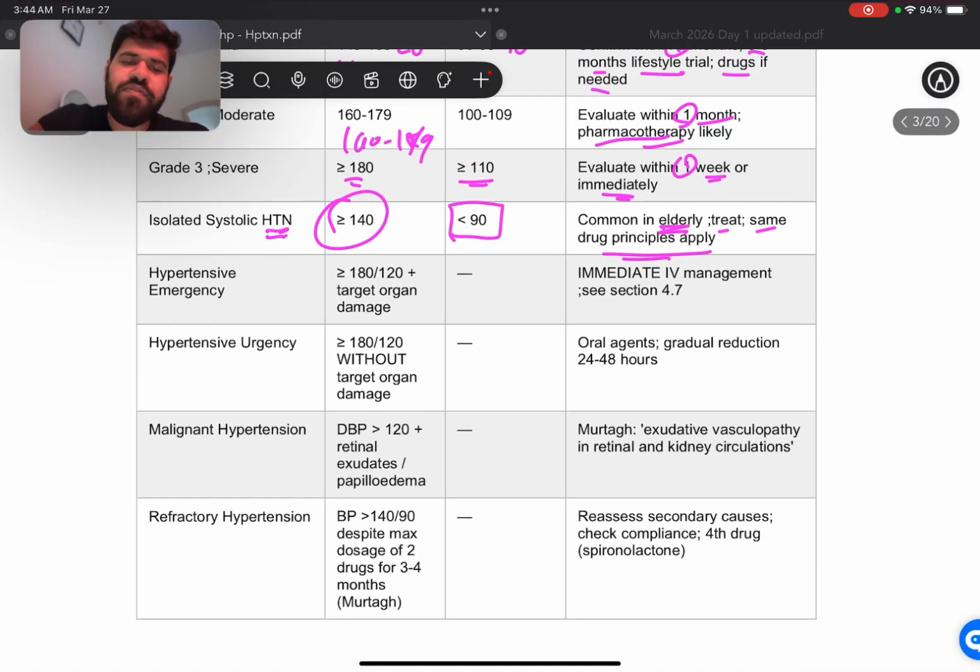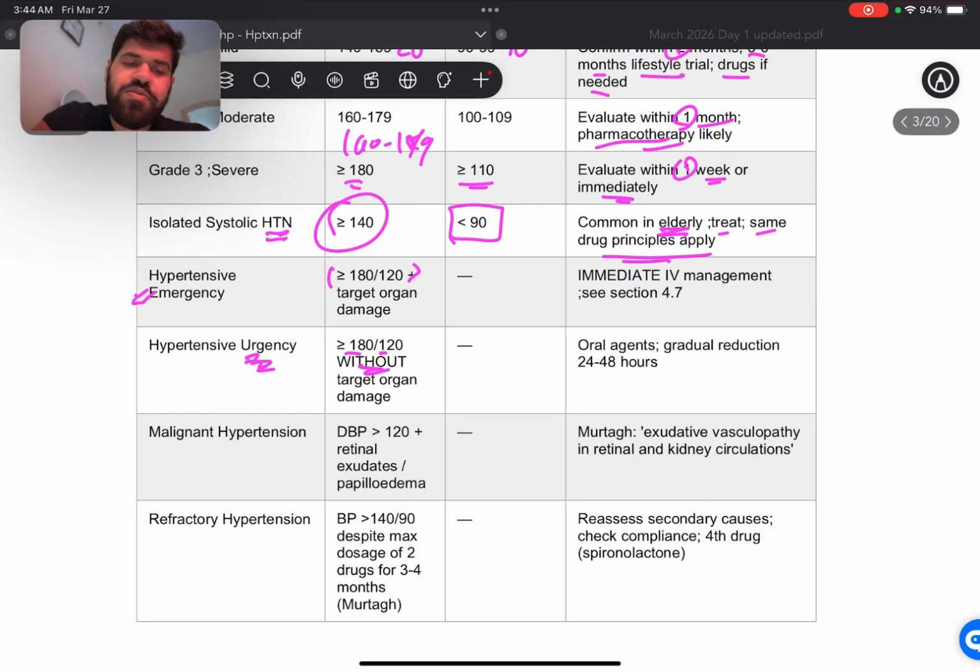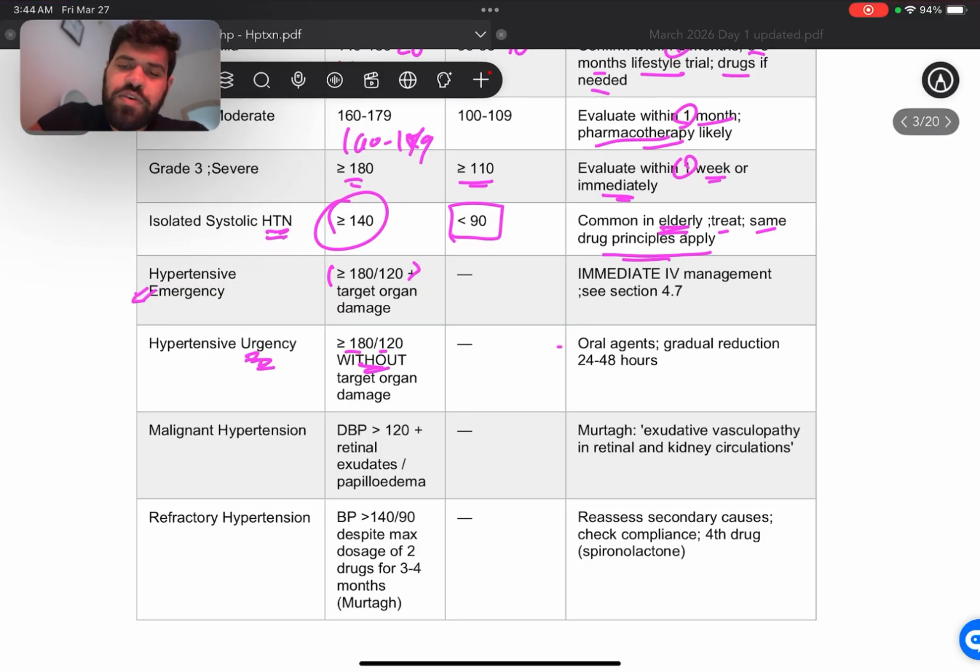All right. Hypertensive emergency is more than 180 by 120 plus target organ damage, and urgency is more than or equal to 180 by 120 without target organ damage. The way I like to remember is that for emergency you have to call the emergency services, like the ambulance, to take the patient to the hospital as soon as possible. Whereas for urgency, we can give them oral agents and gradual reduction over 24 to 48 hours. Whereas for emergency, we call the ambulance, get an IV done, and then we have to manage their blood pressure as soon as possible.